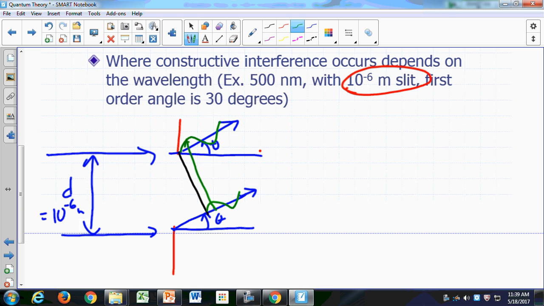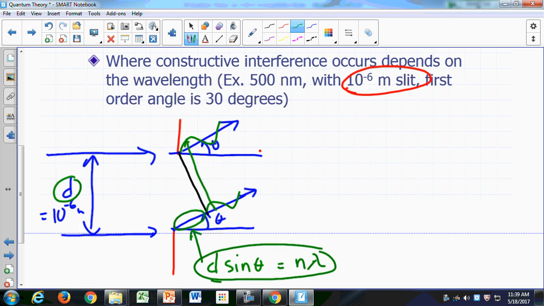That constructive interference happens if this extra distance that the wave down here has to travel is d times the sine of theta. You can do the math and find that the extra distance is d sine theta. So when that extra distance is an integer multiple of lambda, equal to 1 lambda, 2 lambda, 3 lambda, and so on, that's how you can determine the angle where constructive interference occurs.